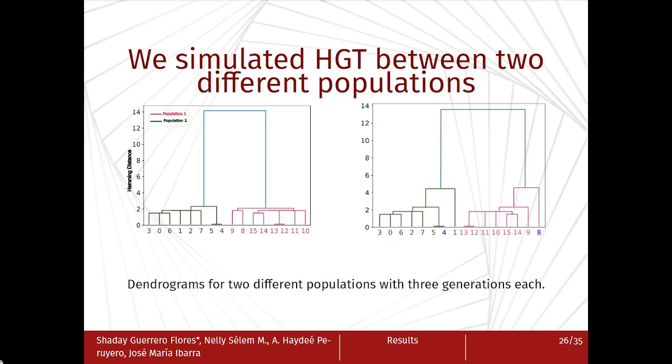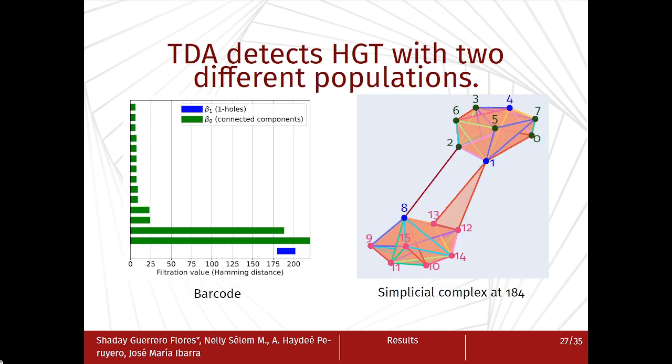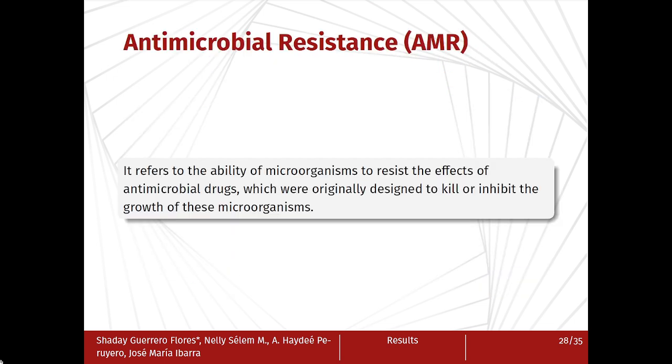So now we simulate two populations, vertical hierarchical. In the slide we have two populations, the pink and green. In the second figure, we simulate a horizontal gene transfer between elements of population 1 and 2. And when we apply horizontal gene transfer, we have one hole here. And this is a geometrical representation of the simplicial complex, where we can see our one hole, and we have two sequences related by horizontal gene transfer. So now I can skip this slide because Gabi will talk about this.